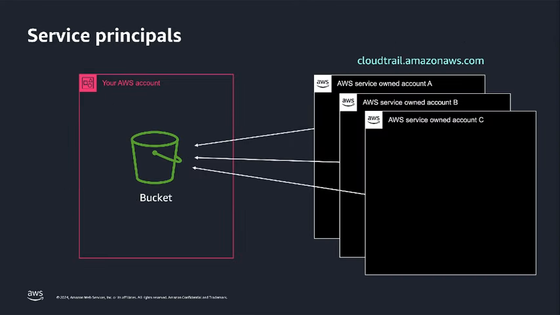Okay, and lastly, let's talk about service principals. A service principal is more or less just a collection of AWS accounts that all belong to a particular service. The concept of a service principal lets you allow or deny access to requests coming from AWS services without having to know their account IDs or role names. It also identifies these requests as coming from a principal belonging to an AWS service.